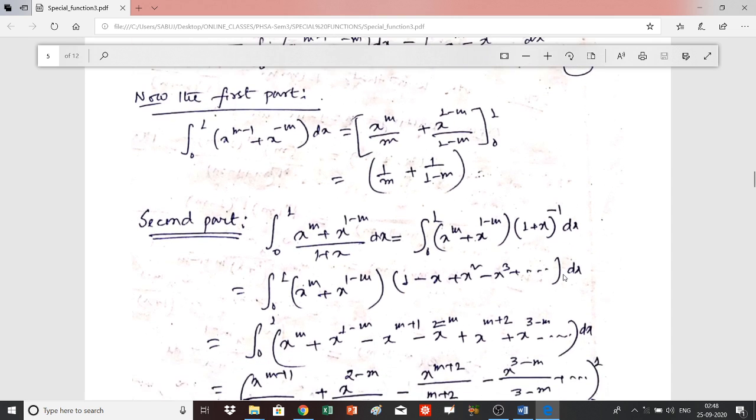Now you have to expand these in series. So the first term is here, and then this term is converted. You know that the series of (1 + x)^(-1) is 1 - x + x^2 - x^3, and in this way, and so on, and dx is there.